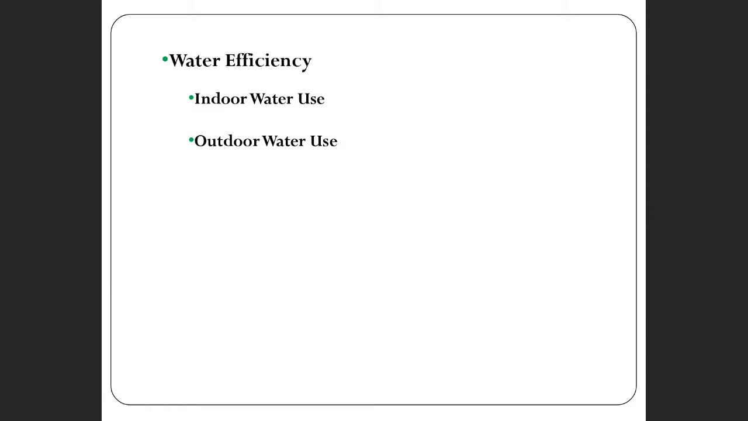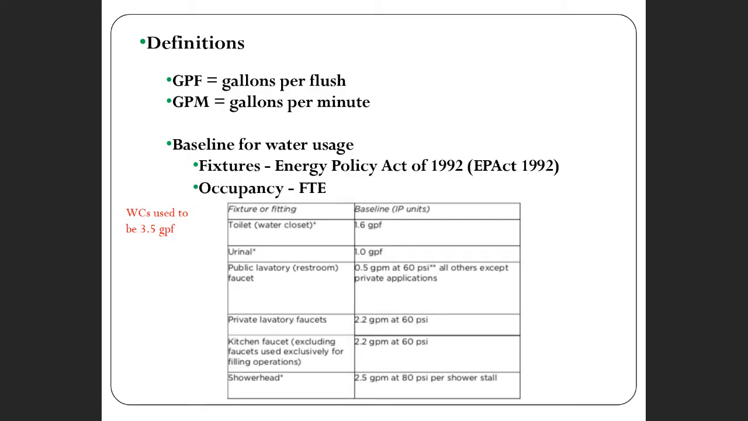So we're going to be talking about the WE, water efficiency, credit category. WE credits have to do with both indoor water use and outdoor water use. So we will look at both of those things. But first, some definitions, especially for indoor water use. A lot of things are going to be tied to the GPF, or gallons per flush, for a toilet, a water closet, or a urinal, or the GPM, or gallons per minute, of a faucet or a sink.